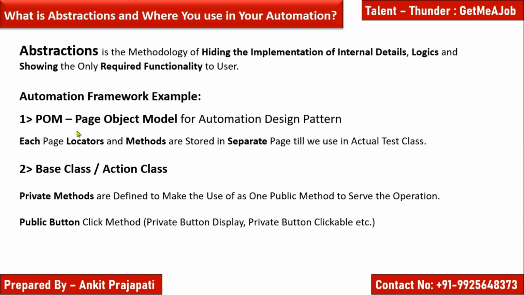Okay. So in automation framework we have two examples. The first is the page object model, the design pattern we use, where for each and every page we keep the details like locators and methods of that particular page separate. We do not disclose the login methods to the registration page or the registration method to the payment page and all those things. So that is one of the best examples you can give in an automation framework, that is page object model. The next thing will be the base class and action class we normally create.